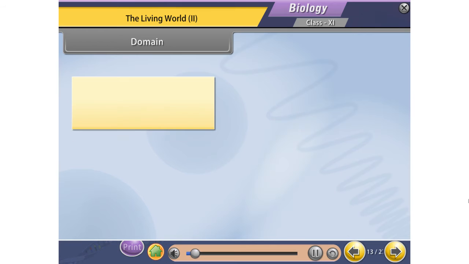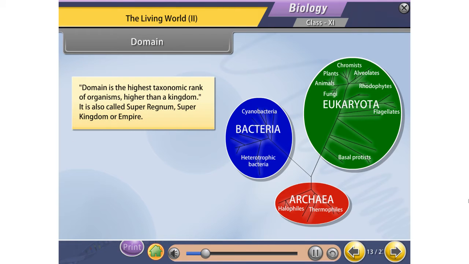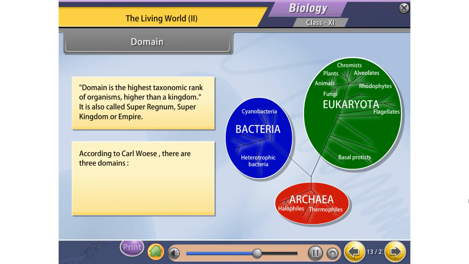Domain. Domain is the highest taxonomic rank of organisms, higher than a kingdom. It is also called superregnum, superkingdom, or empire. According to Carl Woese, there are three domains: Archaea, Bacteria, Eukaryota.